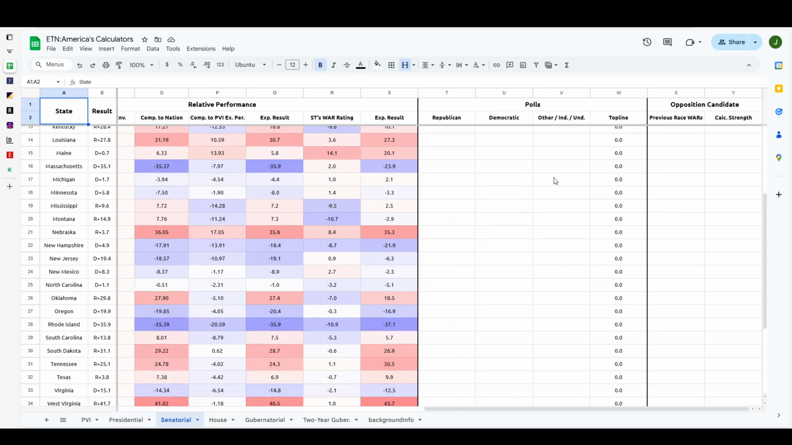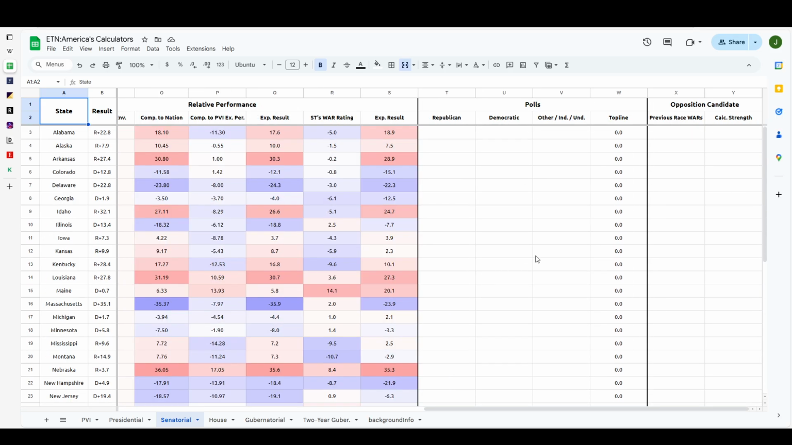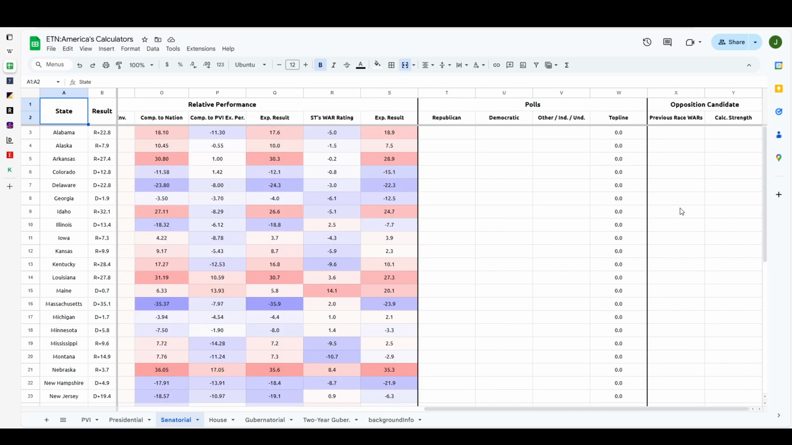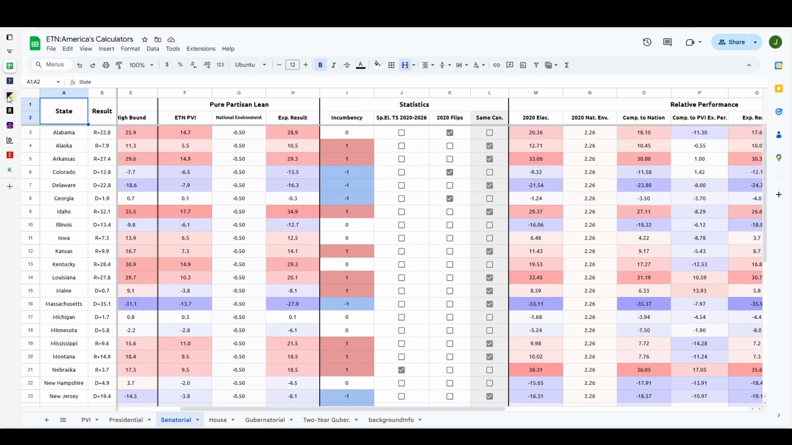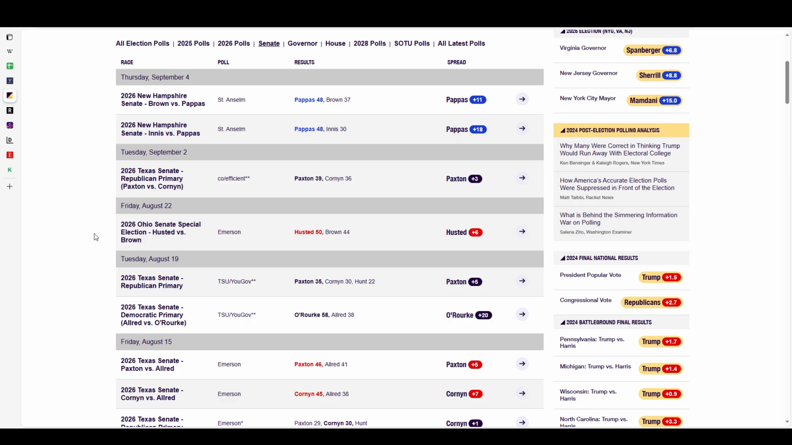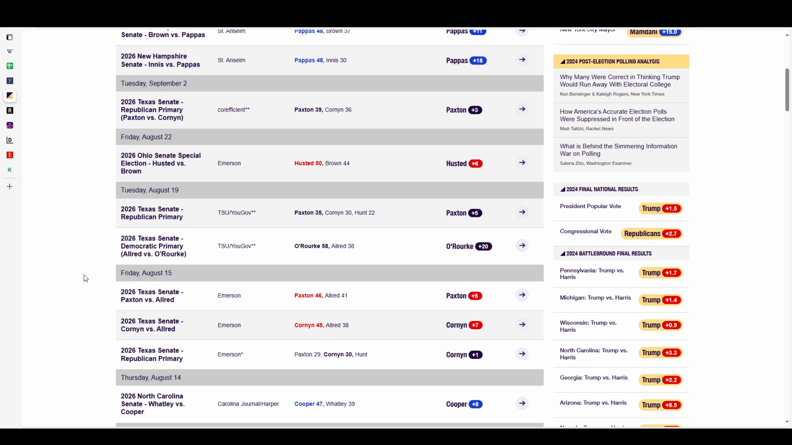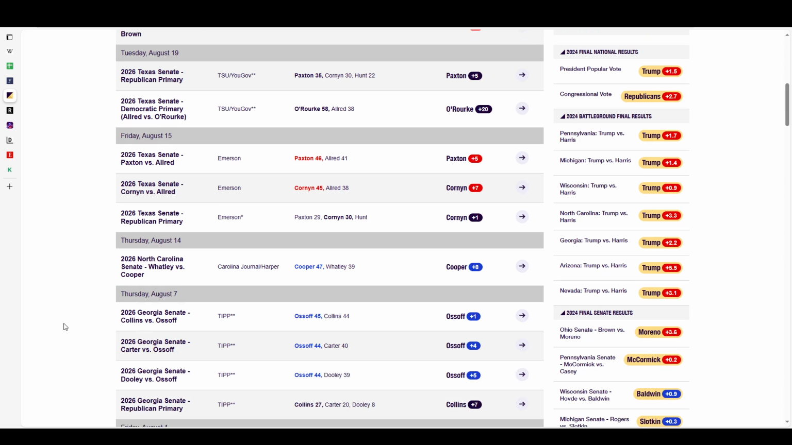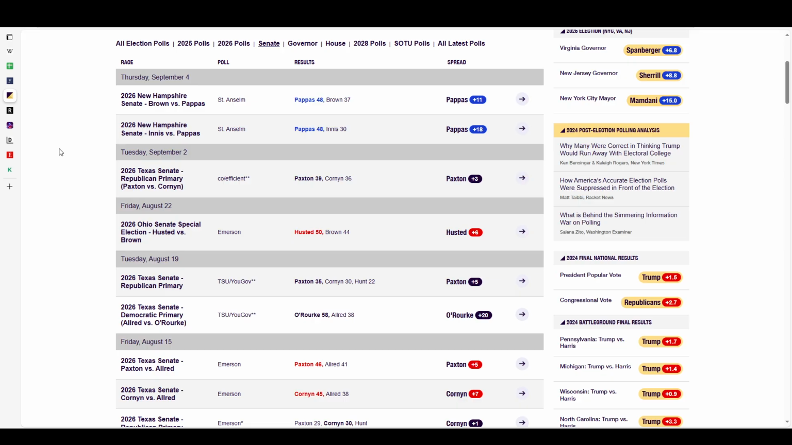We have polls, which there are basically none of quite yet. And then we have the opposition candidate. This is really going to start filling in after the primaries. We do have a few presumptive nominees. We're going to be going over a few polls on RCP. There are a few here, mostly just Ohio after Brown entered the race, and quite a bit with the Texas Senate, Georgia Senate, North Carolina Senate, and New Hampshire.